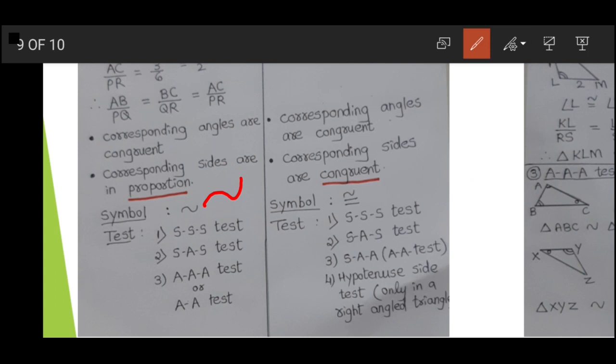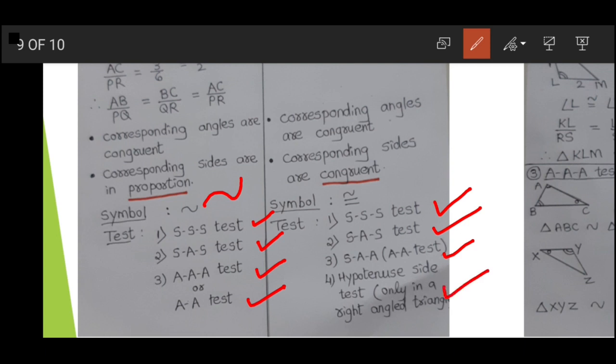Now children, there are certain tests which are applicable to prove whether the triangles are similar or whether the triangles are congruent. So let us learn. For similar triangles there are three tests, that is SSS test, SAS test, AAA test or AA test. Though we have learnt this in 9th standard, let me again explain it here. Then coming to congruence of triangles, already we have learnt SSS test, SAS test, SAA test and hypotenuse side test.